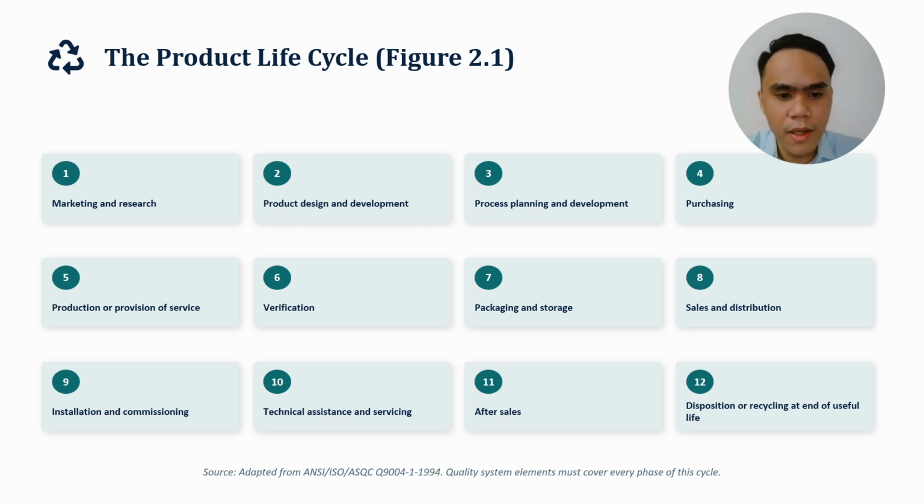Then continuing: packaging and storage, sales and distribution, getting the product to the customer, installation and commissioning, especially relevant for capital equipment or complex systems, technical assistance and servicing, supporting the customer after the sale, after-sale support more broadly, and finally the disposition or recycling at the end of the product's useful life. The full cradle-to-grave view.